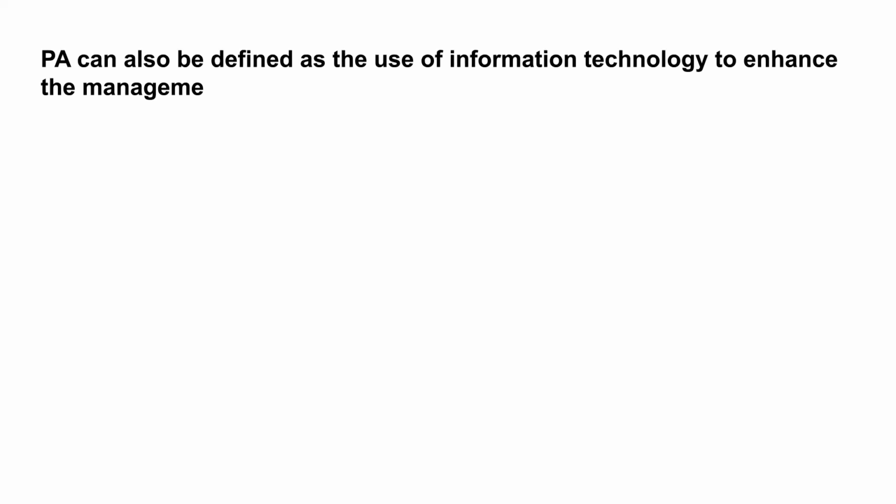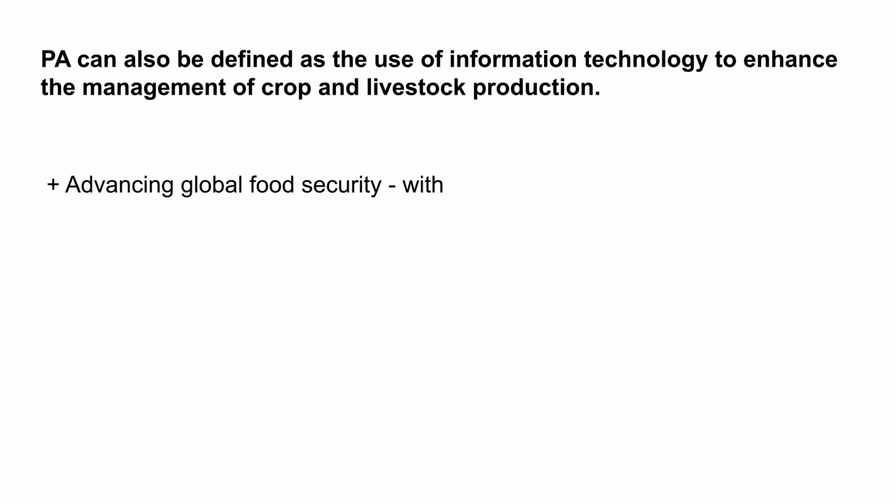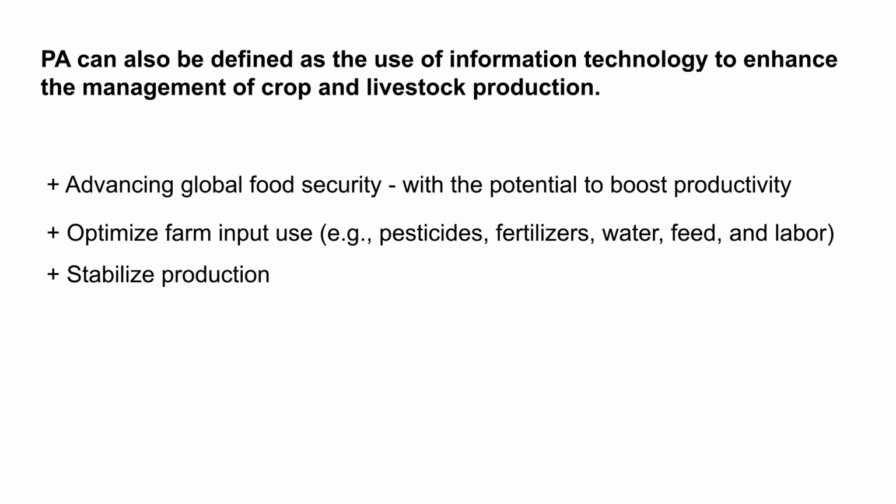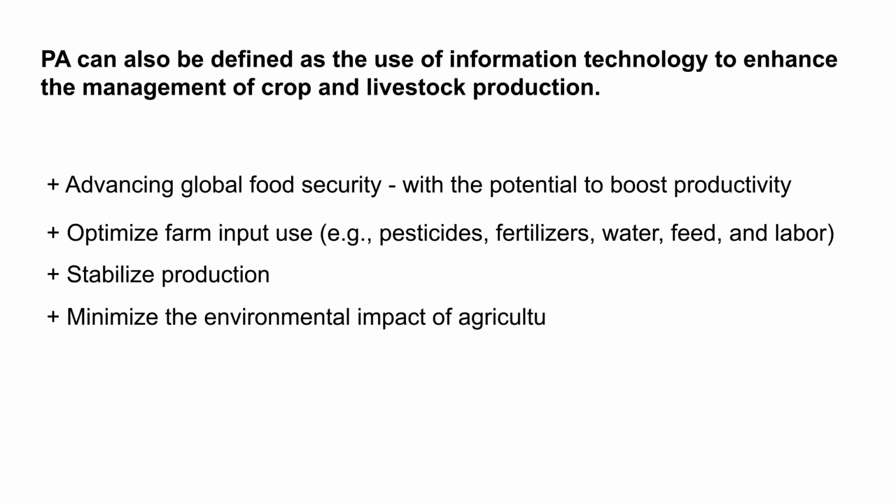PA can also be defined as the use of information technology to enhance the management of crop and livestock production. It is recognized as a vital tool for advancing global food security, with the potential to boost productivity, optimize farm input use, e.g., pesticides, fertilizers, water, feed, and labor, stabilize production, and minimize the environmental impact of agricultural practices.